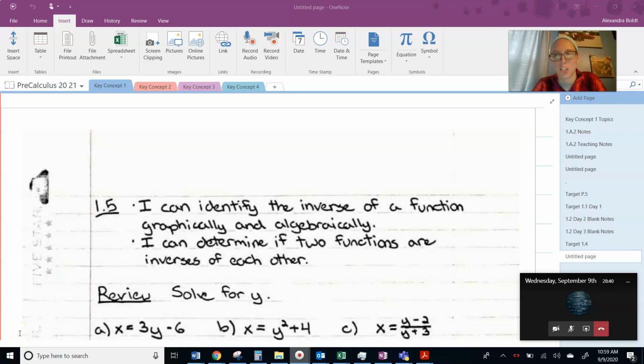In this video, we're going to cover section 1.5. I can identify the inverse of a function graphically and algebraically, and I can determine if two functions are inverses of each other.